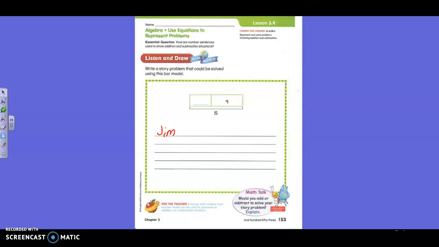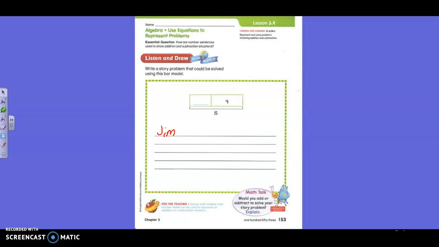First thing you need to think of is, does the bar model give me the big number or not? Does this bar model give us the big number, boys and girls? Yes, it gives us the big number. So that means that we are what? Subtracting. Yes, we will be subtracting in this. So what are we going to say about Jim? What does Jim have? What's the big number anyway, boys and girls? 15. What does Jim have 15 of?